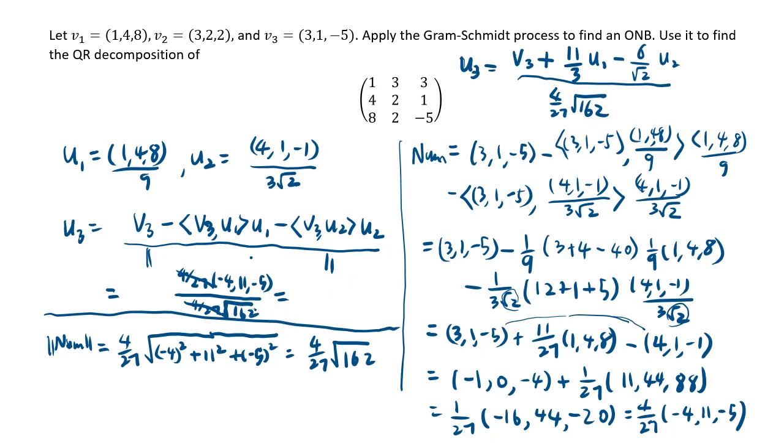Okay, and then you can see that 162 is twice 81, and the square root of 81 is 9, so you can make the denominator 9 square root of 2, and then you can write this as negative 4, negative 5. Okay, so that's our final vector, and we actually found the orthonormal basis. These three vectors will be an orthonormal basis, but then what's left is to do the QR.